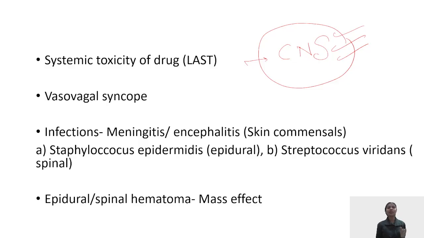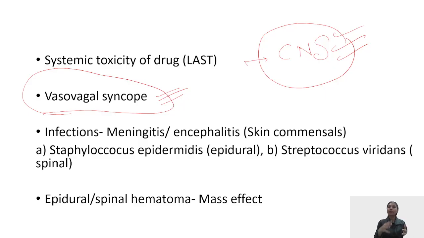Done? Vasovagal syncope. See, the case of vasovagal syncope does come, and this is while you are giving the spinal anesthesia, or you have taken a lot of time while giving the spinal anesthesia. At that time, the patient felt aphonic, or lost consciousness, or became bradycardic. That is the vasovagal syncope. The local anesthetic has not yet entered the body. It is only during the procedure that the patient started feeling dizzy. That is your vasovagal syncope.